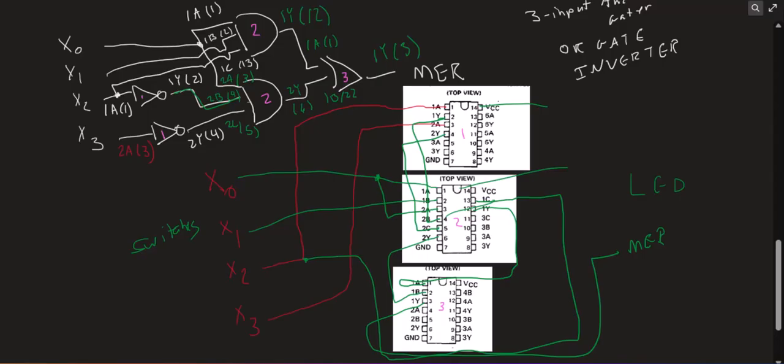For the MER, it's coming from 1Y, right? It is coming from 1Y, yes, on the OR gate.